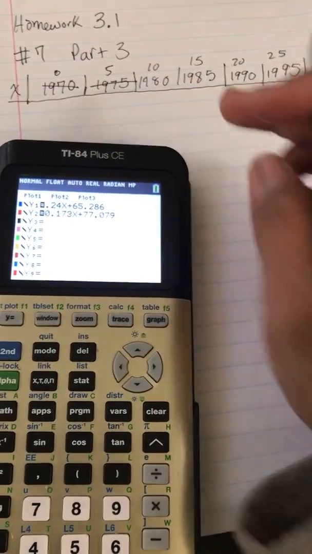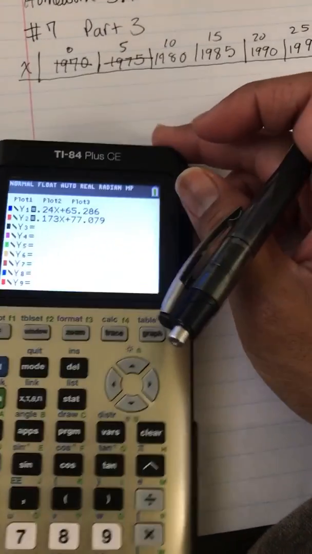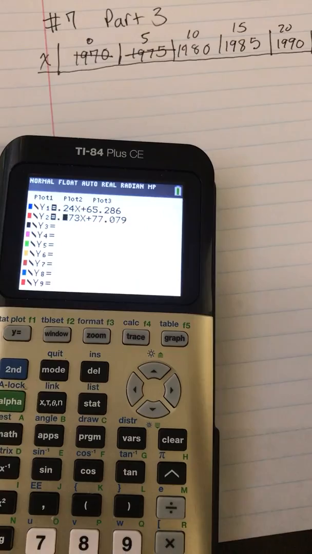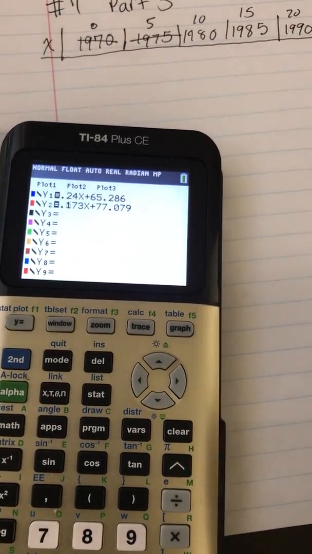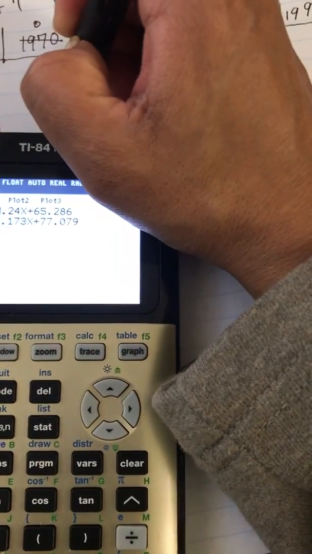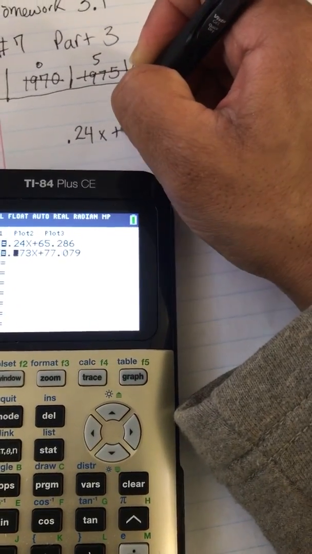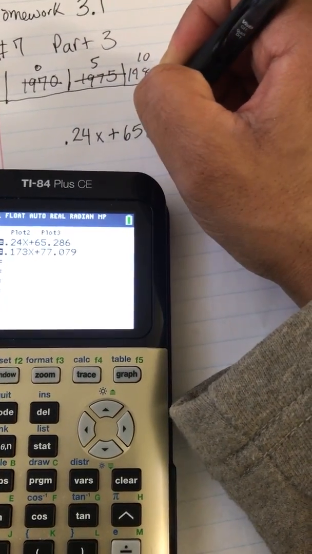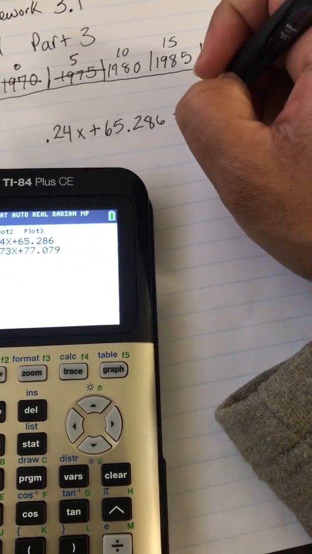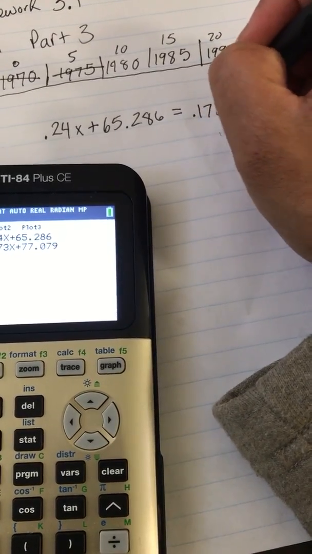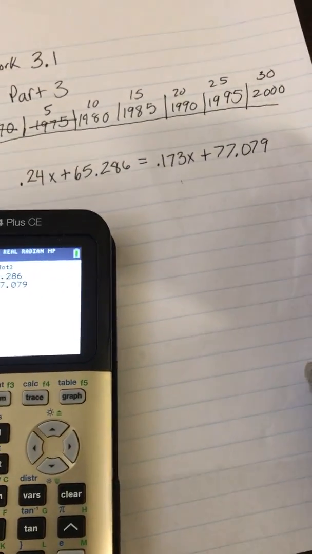I put a 0 here, it doesn't really matter. So I've got this down. So one thing you can do to figure this out is to actually set them equal to each other, like solving a linear system. So you can write 0.24x plus 65.286 is equal to 0.173x plus 77.079. And solve for it.